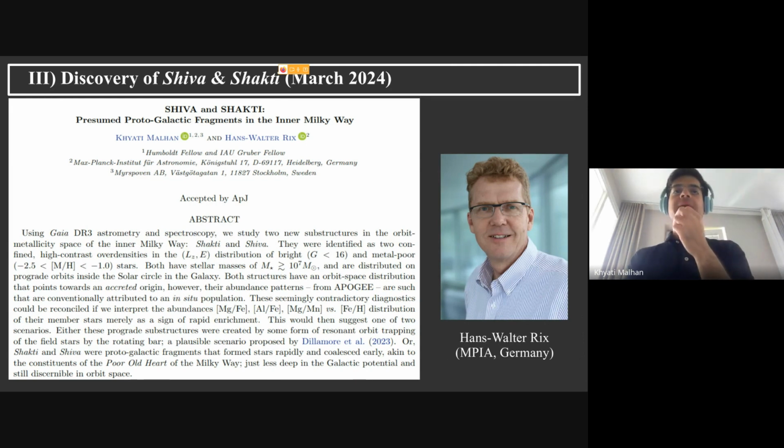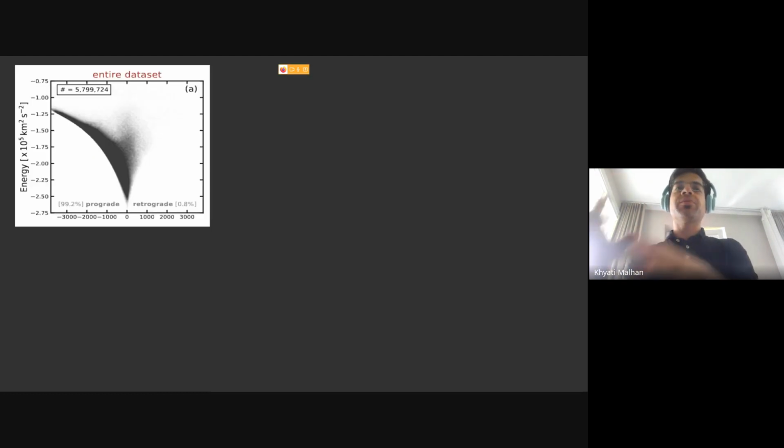So this is where our result comes into the picture. This was a study carried out by Hans Walter and myself. Hans Walter is a director at the Max Planck Institute of Astronomy in Heidelberg, and this is exactly what we did. Our aim is now to use this LZ and E space and try to look for groupings of stars. So this is exactly the same plot that I showed you before.